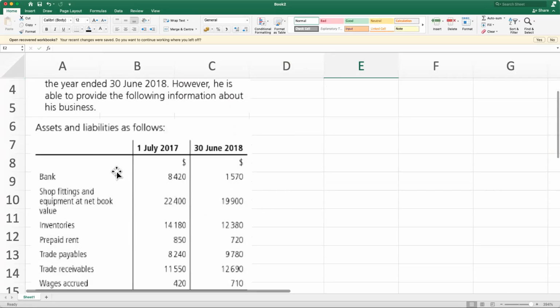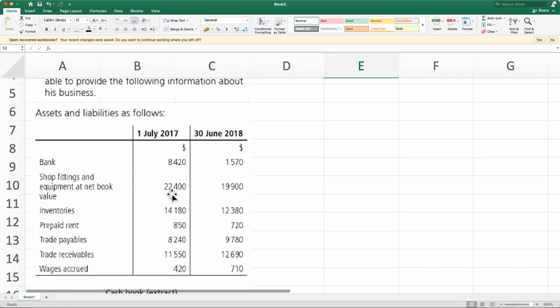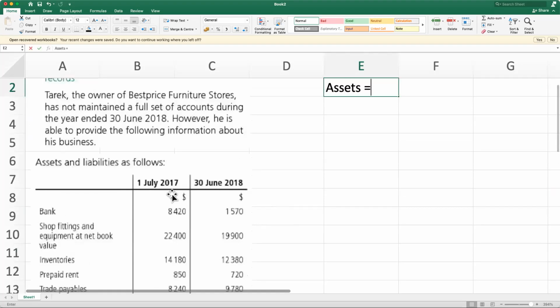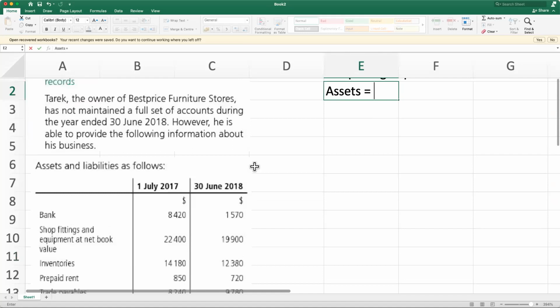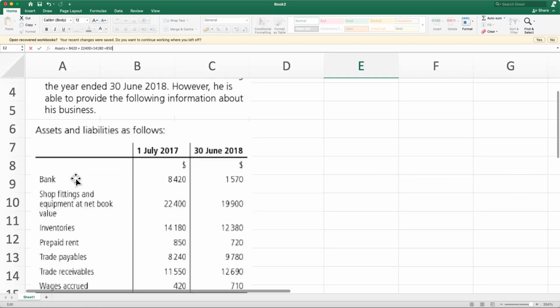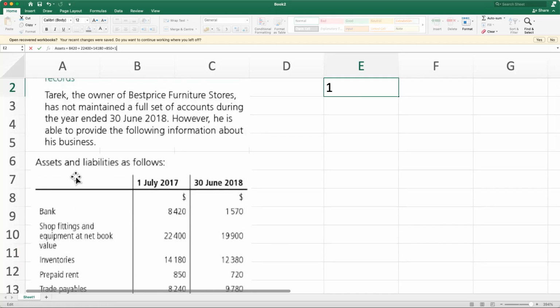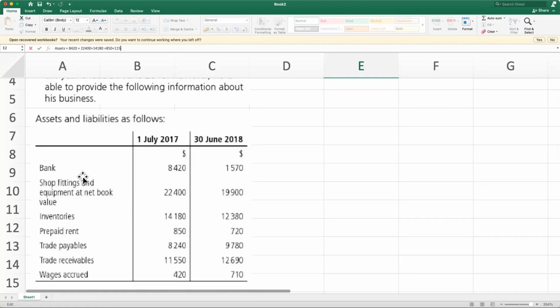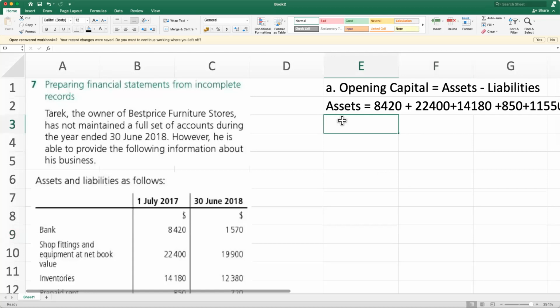So assets, you can see that they are bank. Assets will be my bank 8420 plus 12,400 plus 14,180. Prepaid rent is also an asset, plus 350. Trade payables, no, those are liabilities. Trade receivable. Wages accrued, no. Okay, so these are my total assets.